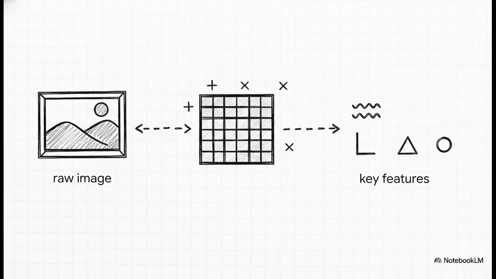At its heart, what a CNN is really doing is pretty straightforward. It takes a raw image, just a grid of pixels, applies a set of mathematical weights to it, and by doing that, it pulls out the key patterns. You know, the edges, the textures, the shapes that make that image what it is.